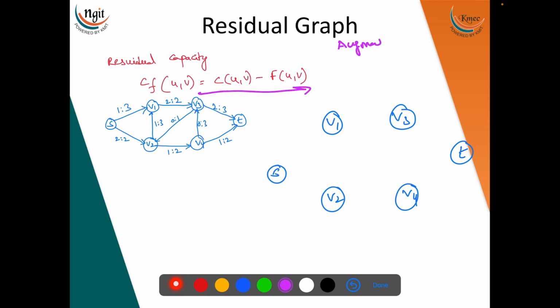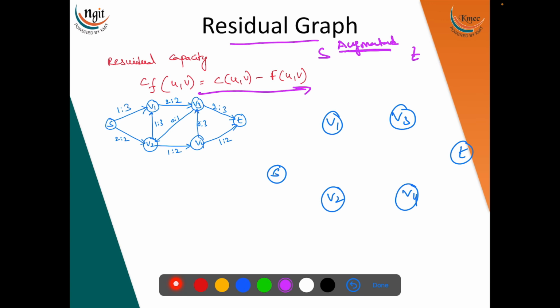The path, if it exists, to T from S, will tell you the bottleneck capacity. That means the value by which the maximum flow can be increased. The augmented path will give you that. Now let's talk in detail about how to draw a residual graph and what the residual capacity is.